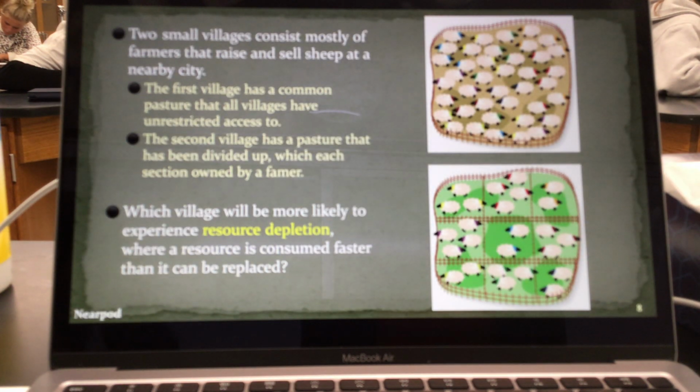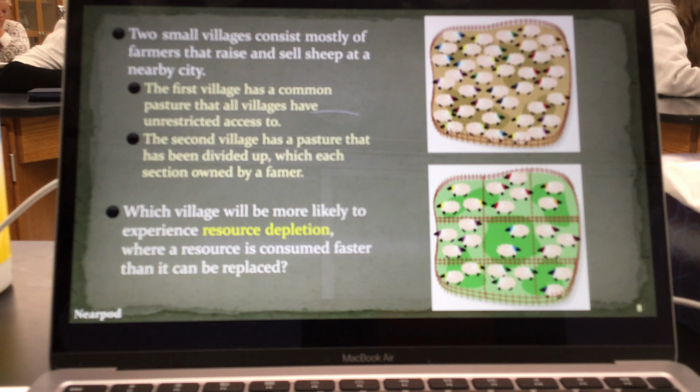So here's an example of some tragedy of the commons and just the conflict that comes into place. Here's an example of two small villages that consist mostly of farmers. They raise sheep and sell them at a nearby city. The first village, the top right picture, has a common pasture that all villagers have unrestricted access to.